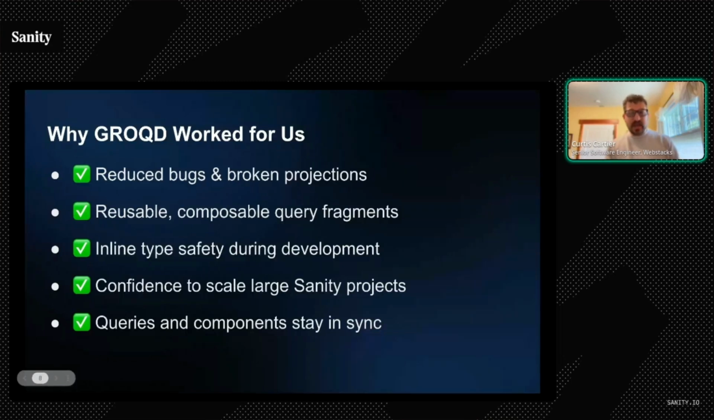So I'll wrap this up. In the end, GROQD gave us exactly what we were looking for, a way to write queries that scale, stay in sync with our components, and catch problems before they became bugs. It helped us build faster without sacrificing quality, and brought our data layer in line with the same kind of rigor we already apply to our UI and business logic. It's not just about type safety, it's about building confidently as a team and at scale.